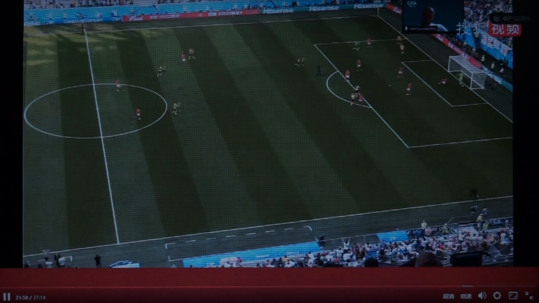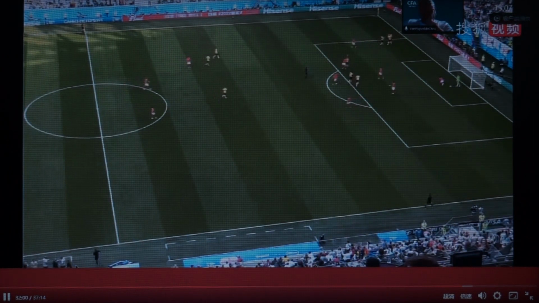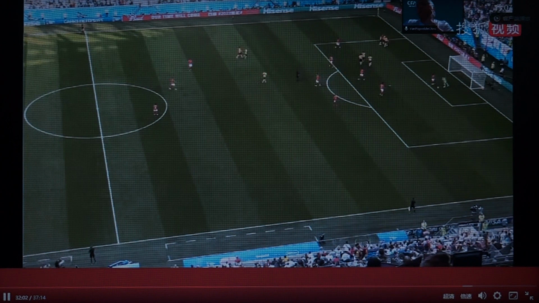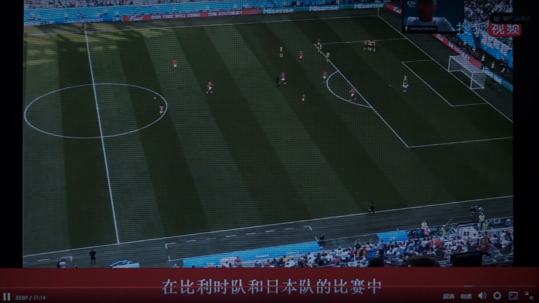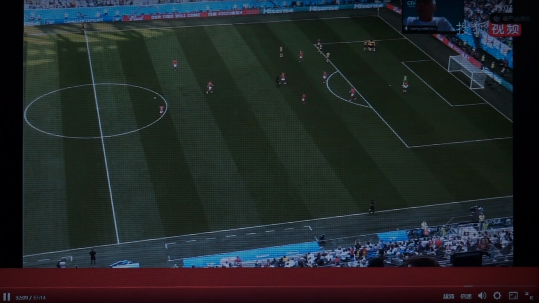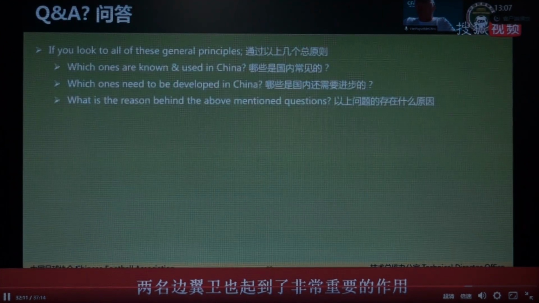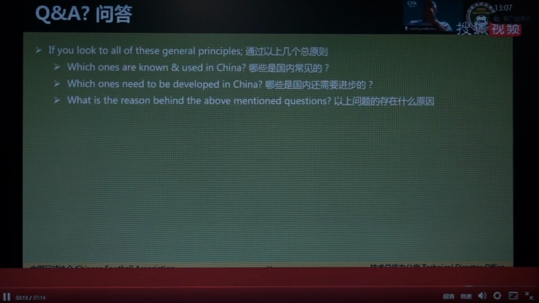Fantastic goal. You see the same as we saw with the corner against Japan. The two wing backs have a crucial position.